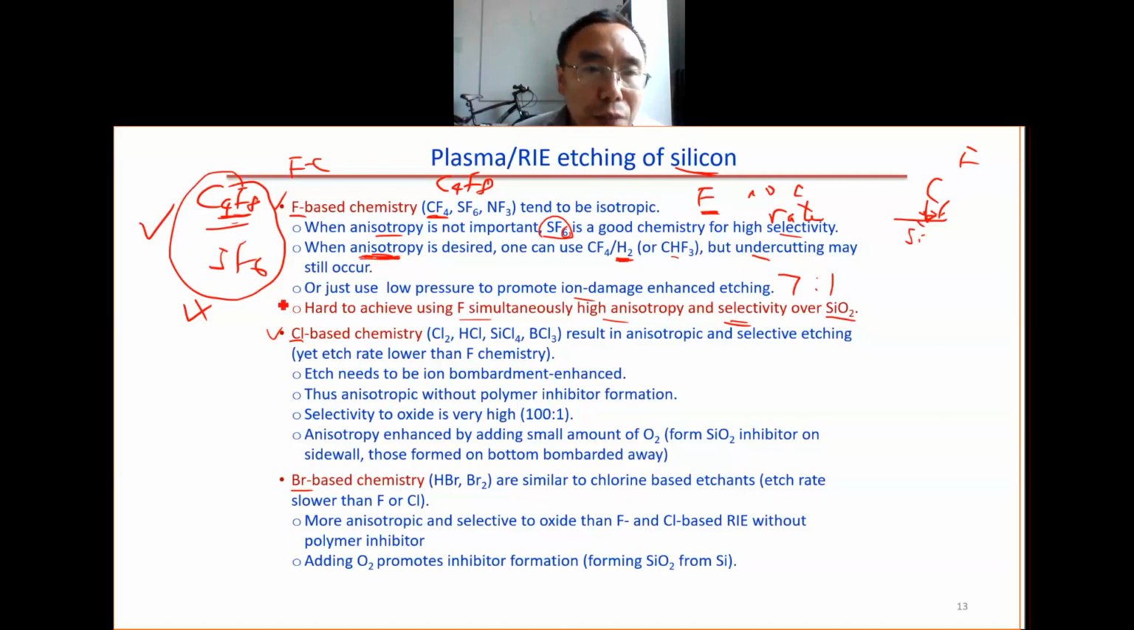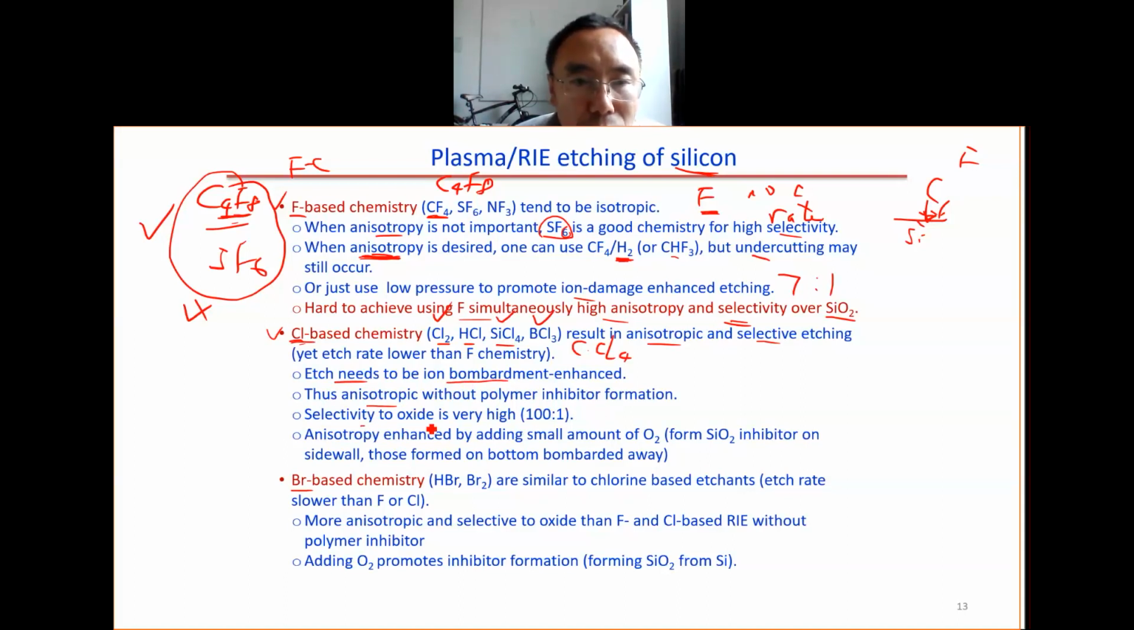So this is the fluorine gas. For the chlorine gas, we include chlorine gas, HCl, silicon tetrachloride, BCl3, and another one is CCl4. This is also a popular gas. In this university we have this one, and we also have this one. This one is available on demand. This gives you anisotropic and selective etching at the same time. This etch needs ion bombardment to promote the etching, otherwise the etching will be slow. Because we need ion bombardment, we get anisotropic etching without polymer inhibitor formation.